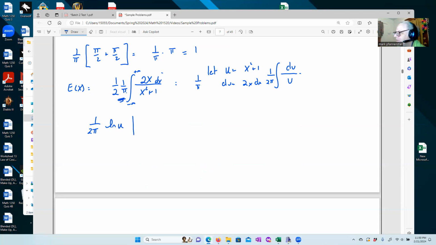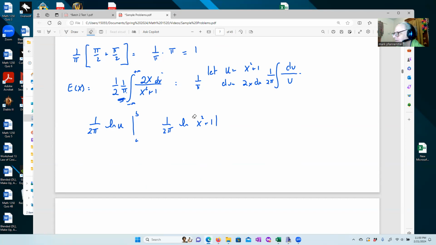And we know that we're going to be dealing with an a to b here in a moment, but those are going to be improper, so we're going to have to do something about that. When I go ahead and plug back in my u, we have 1 over 2 pi times the natural log of x squared plus 1. You don't really need the absolute values at this point because x squared plus 1 is always a positive number, so we can just use parentheses instead of absolute value. I think that's a little bit less intimidating, so let's replace those absolute values with just parentheses. And again, we're going to go from a to b. Now we've got to figure out what the limits are.